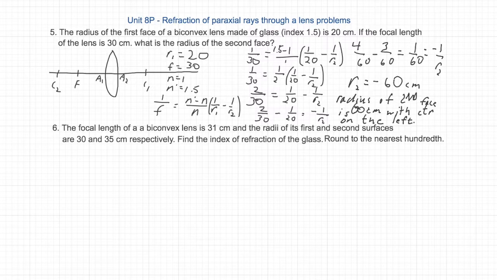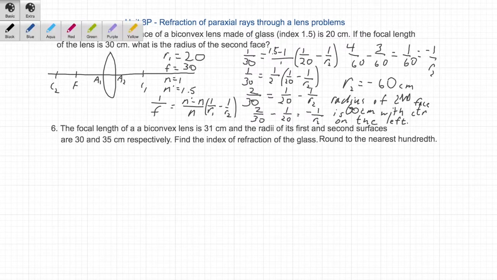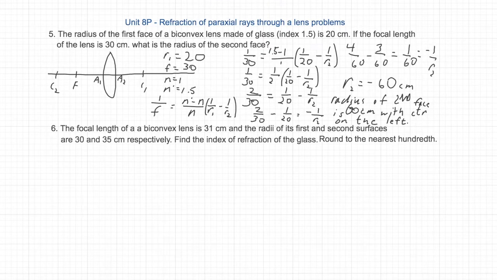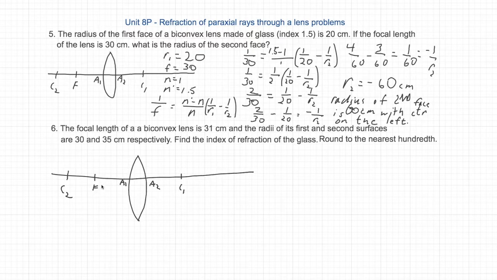Question 6, the focal length of a biconvex lens is 31 centimeters and the radii of its first and second surfaces are 30 and 35 centimeters respectively. Find the index of refraction of the glass. So we'll draw our optical axis, we'll draw our biconvex lens with vertices A1, A2, and C1 and C2 on the proper sides and the focal point on the left.